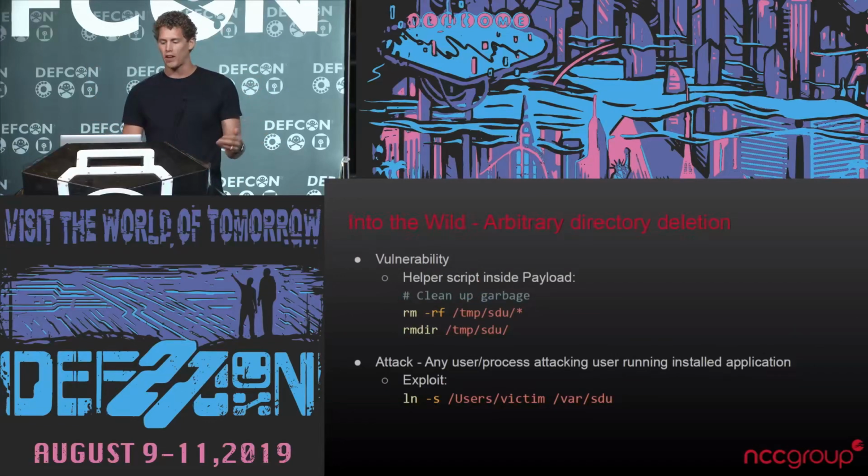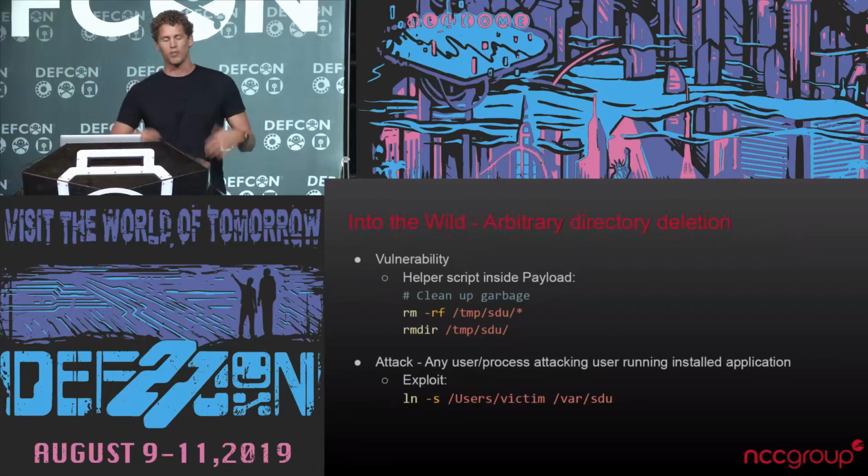Another example we have here is another symbolic link attack. Helper script outside of the payload. Once you're running the application, this was for some debug reporting back to the developer. It tries to clean up some of the logging it was doing in the temp directory to capture that debug log. So it does an rm -rf of this temp directory/*, and then it does remove directory, notably with a slash at the end of the path.